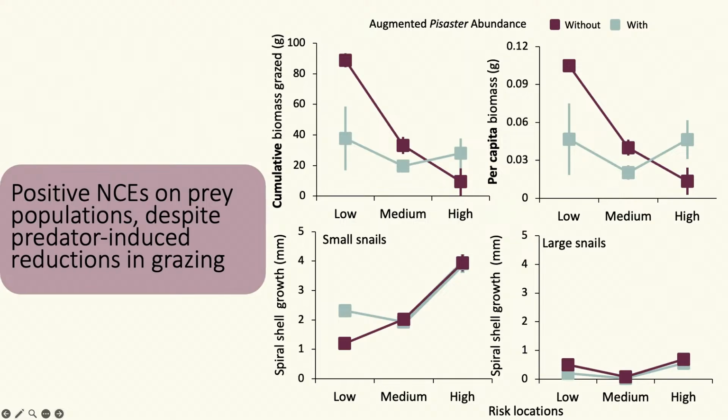And that's across the natural gradient here, right? So going from low to high on the purple symbols. And this is particularly for small snails. We didn't really see it for large snails, so let's focus over here. And when you artificially augment Pisaster around the plots, it increases the growth of the small snails even more, despite the fact that it decreased overall grazing even more. So we were kind of mystified by this, and I thought about throwing my graduate student out of the program because I thought he was making up data.